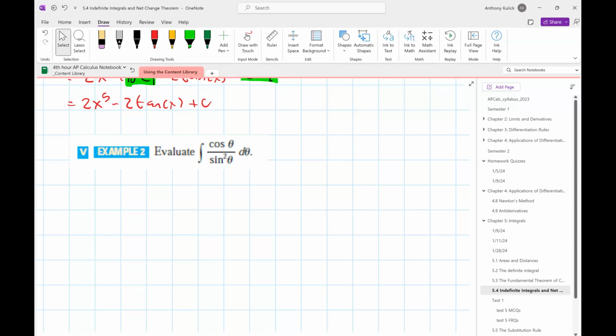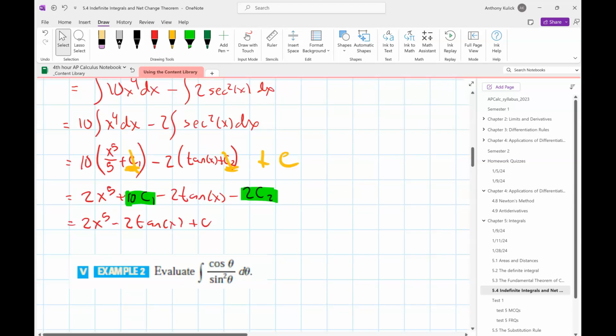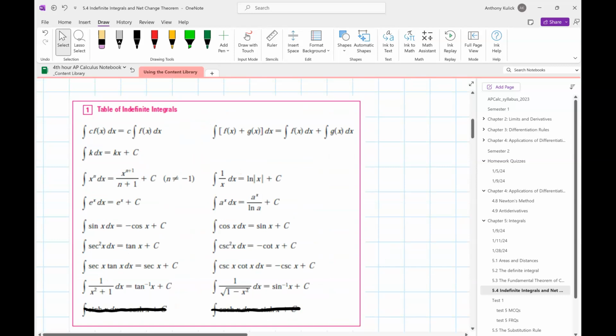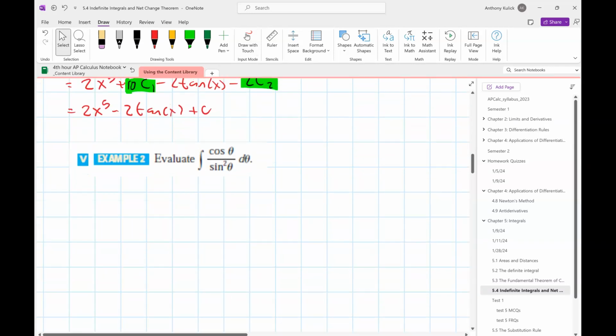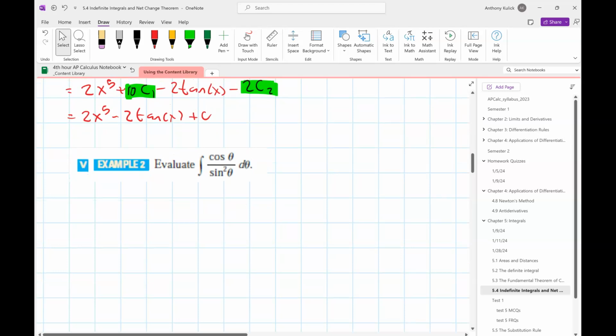Maybe try a trig one. Yeah, so if I look at this, there's no antiderivative that involves cosine over sine squared, right? And in fact, none of my antiderivative rules even involve division other than something like these three. And none of those three even are close to looking like what I have there. So as it's currently written, there is no antiderivative rule that applies. So we're going to have to do some algebra to massage this into look like something we need.